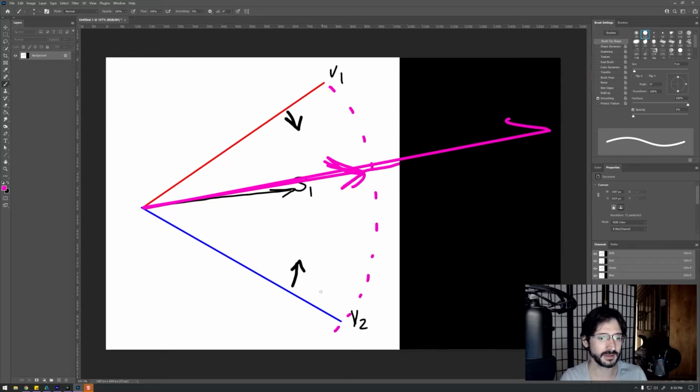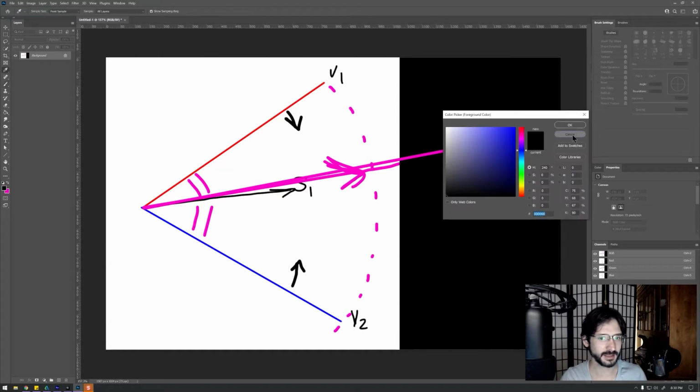So if we were to take V1 and V2 together and average them, we would end up with a vector that perfectly divides those two right here. These two angles would end up being the same. Now, what can we do with that vector, right? Well, that vector kind of gives us a side, doesn't it? So let's think about this a little bit more.